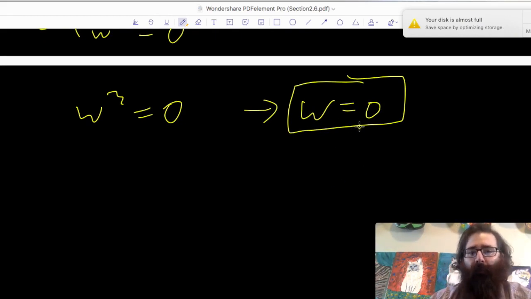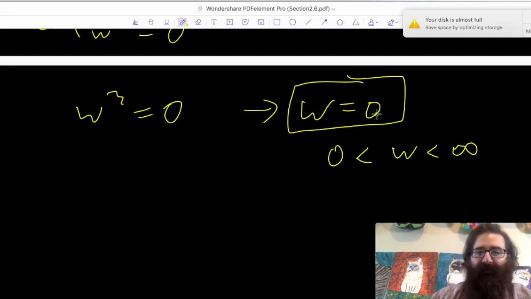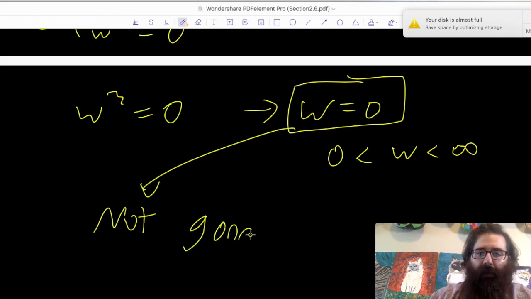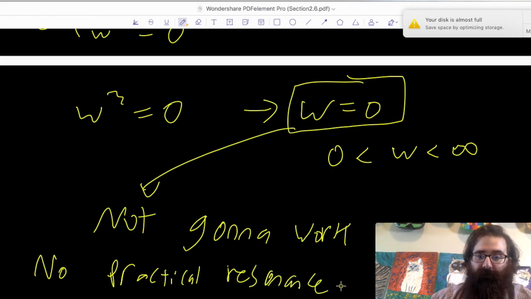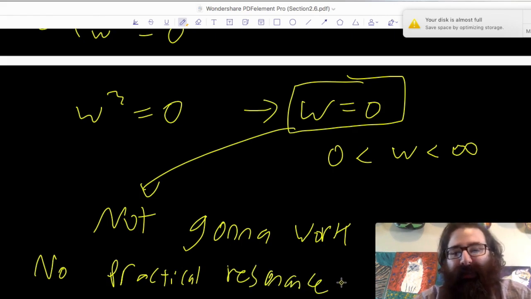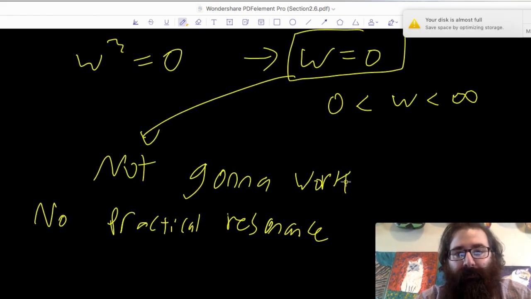So we solved for it, but remember, omega has to be greater than 0, some finite frequency that's positive. We can explain why this isn't a possibility. So this is not going to work. We would start by saying there is no practical resonance to the system. But we can explain why this frequency doesn't make sense.